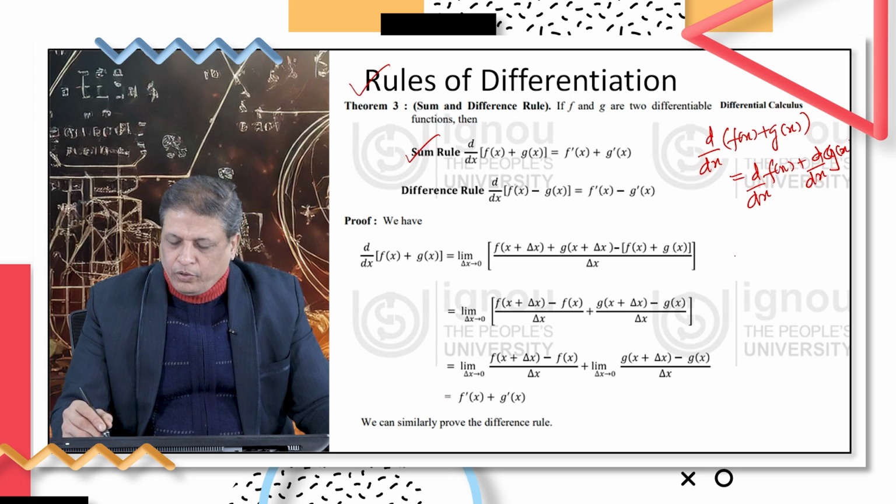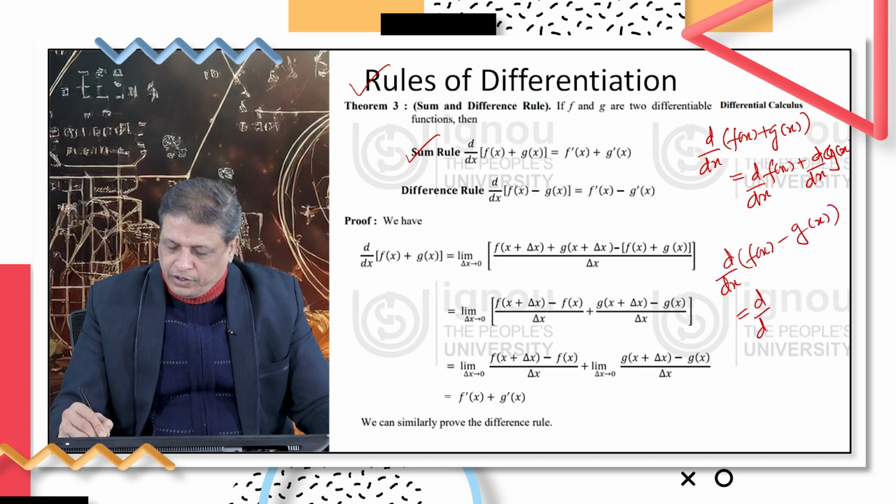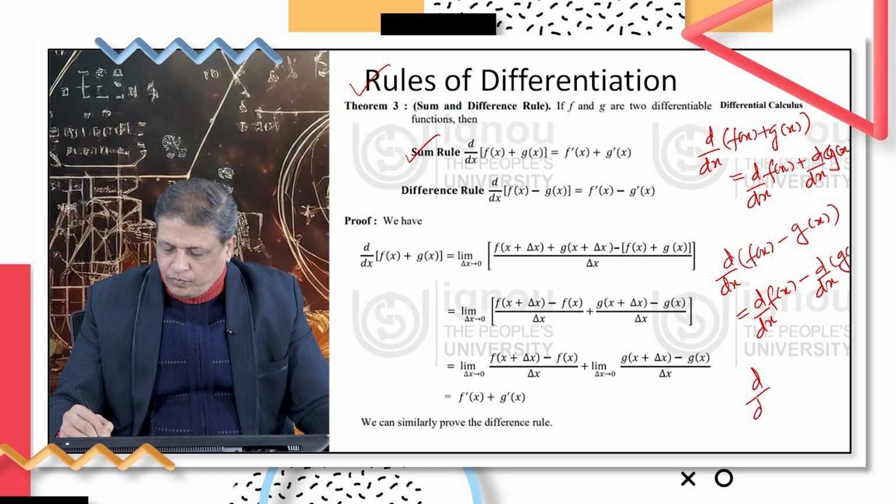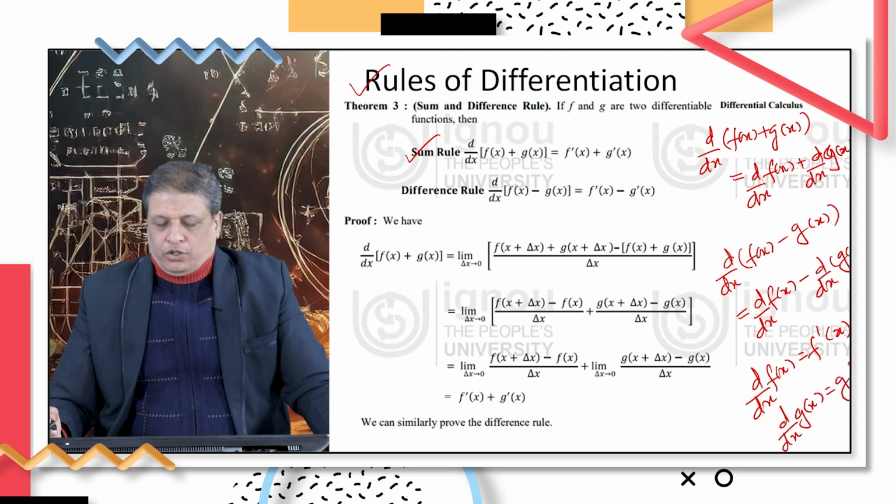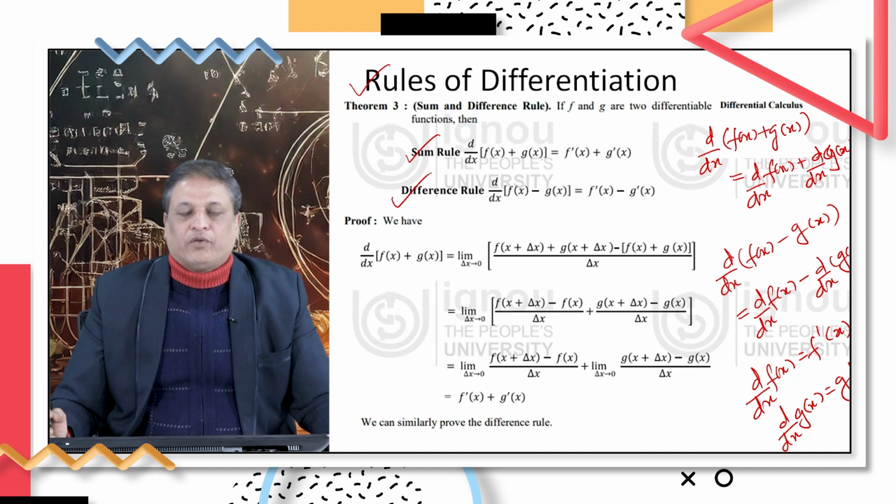So similarly, we are going to have the difference rule, that is d dx of f(x) minus g(x). This is nothing but equal to d dx of f(x) minus d dx of g(x). So d dx of f(x) is nothing but f dash x, and d dx of g(x) is nothing but g dash x. So this is all defined over here.